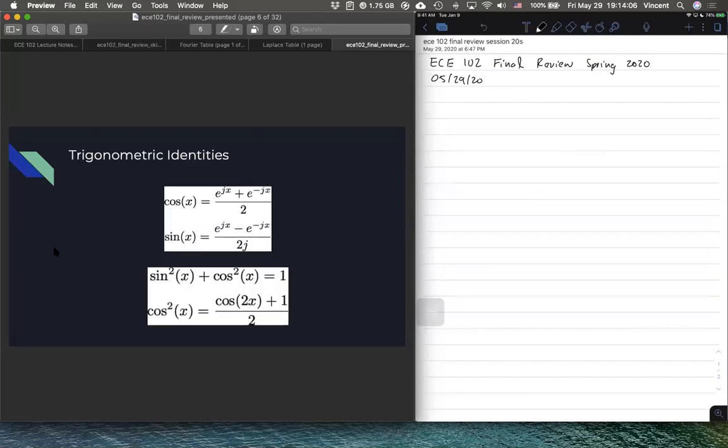Okay, so these are just some important trig identities that you might want to know for your exam. I don't know if you get a cheat sheet, you can just use your notes, but you should have this somewhere so it's easy to reference.